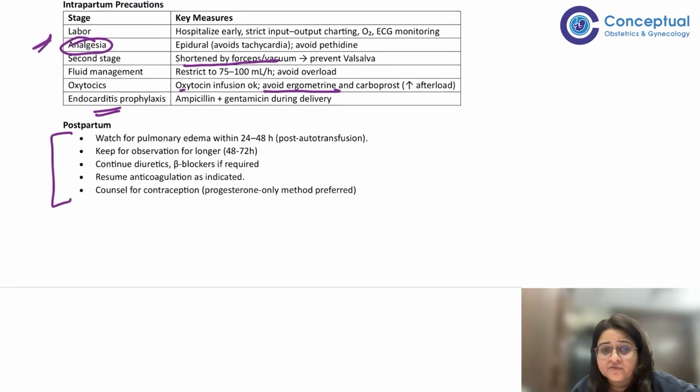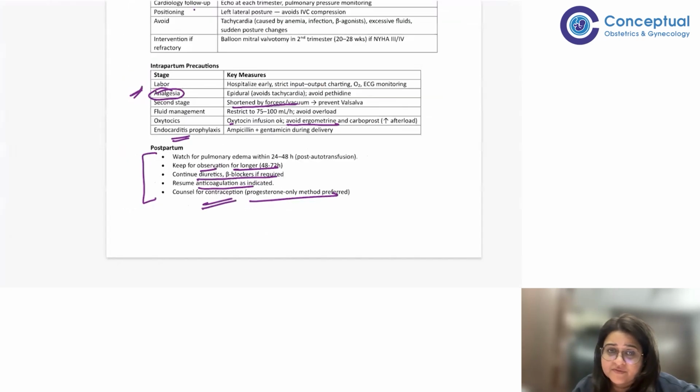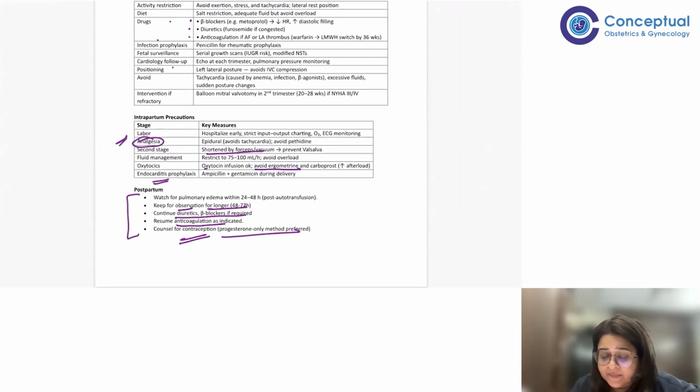Postpartum, first 24 to 48 hours are very crucial because she can go into failure because of the sudden increase in cardiac output. Keep for observation for longer than the routine patient. Continue diuretics, beta blockers if required, anticoagulation if indicated, and counsel for contraception. Avoid estrogen containing contraceptives. So your answer should be complete.